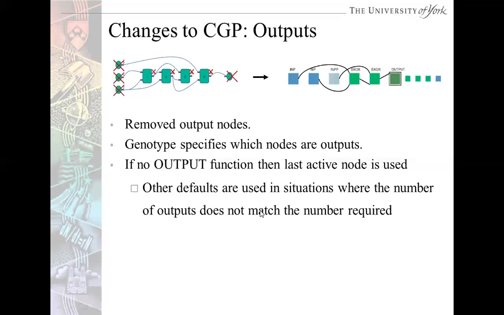You need to set up quite a few defaults about what to do in various situations, because you could have an intermediate phenotype in CGP which didn't happen to have any output functions. So what would it output then? So in that situation, you have a default, and you just say, well, we'll take the output from the last active node used. And you might need other defaults in situations, for instance, where the number of outputs does not match the number you require. So it's a little more complicated, but perfectly doable to do that.